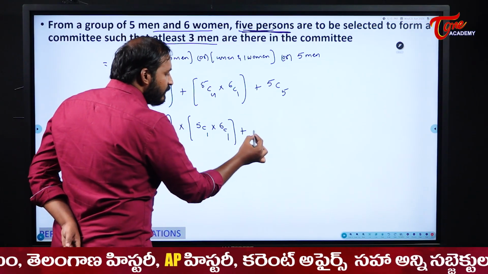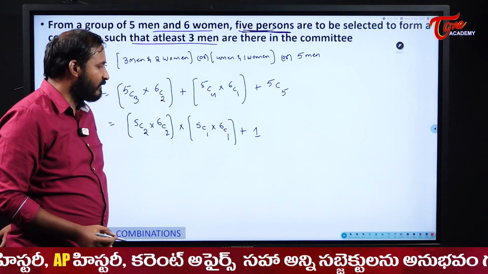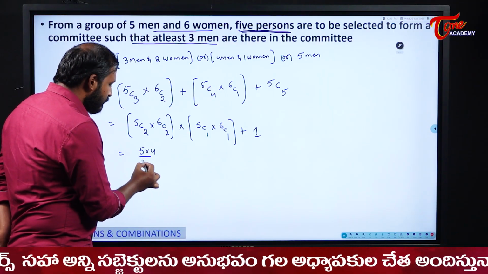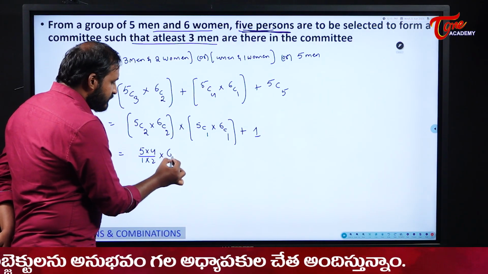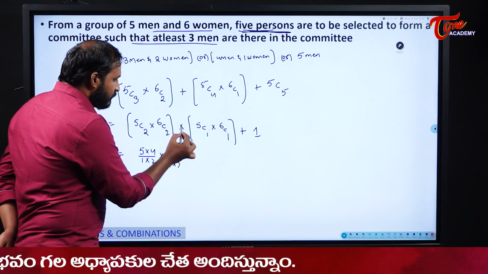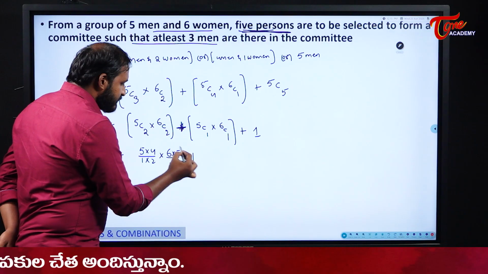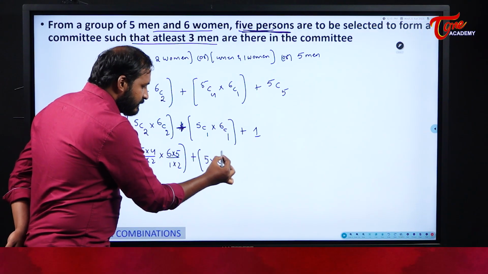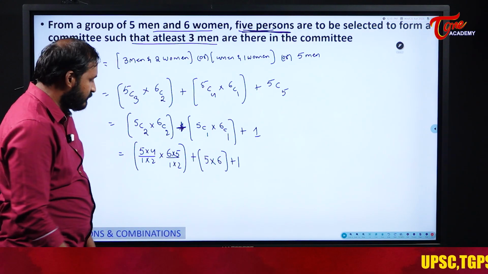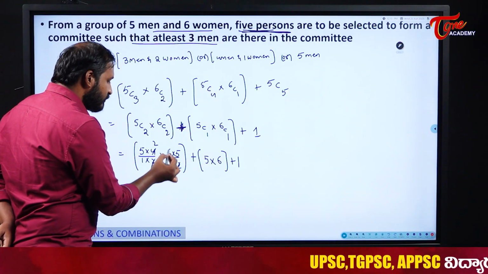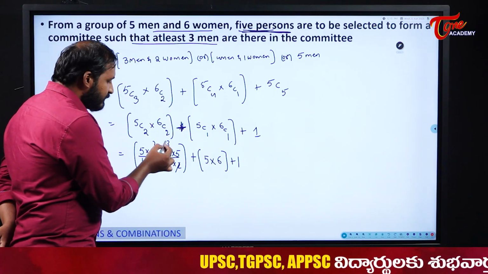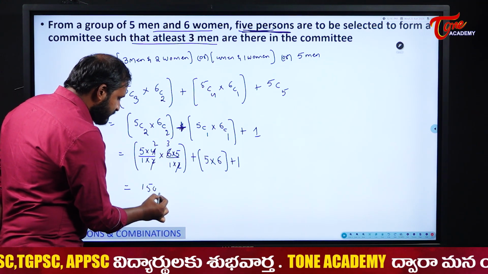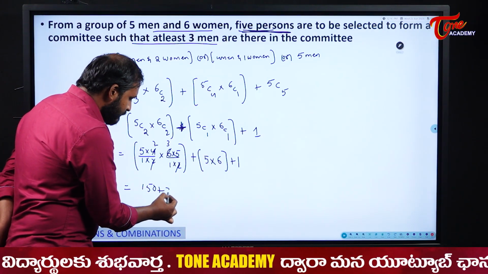NCN will be equal to what? 1. So I have written that one directly as 1. Now 5C2 means 5 into 4 by 1 into 2, into 6C2 means 6 into 5 by 1 into 2. This is plus 5C1 is 5, 6C1 is 6, plus 1. So 2 1s are 2, 2 2s are 4... 5 2s are 10, 10 3s are 30, 30 5s are 150. 150 plus 5 6s are 30, and plus 1.